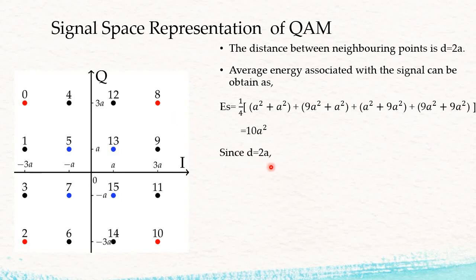Since D is equal to twice A, there is a difference between two distinct points. D is equal to twice A. So we can write it as D is equal to twice under root of 0.1 ES. We have just modified the values. So it is 2A square, therefore it comes out to be 0.1 ES.